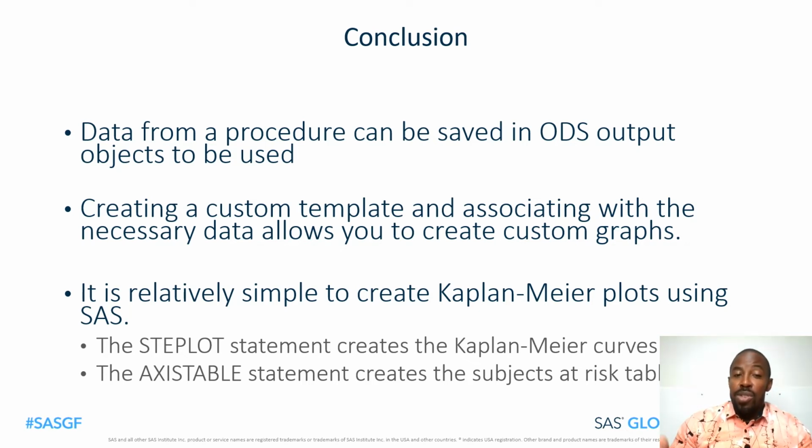We use a step plot to create the actual Kaplan-Meier curves. We use a scatter plot to create the subjects which were censored, and then we used the discrete legend to display the legend. We use the axis table to create the subjects at risk. So it's very simple.